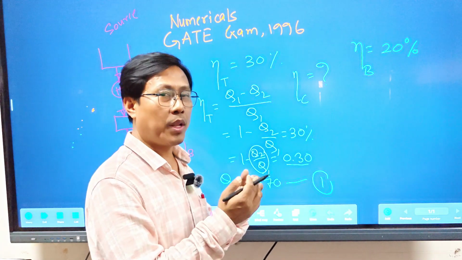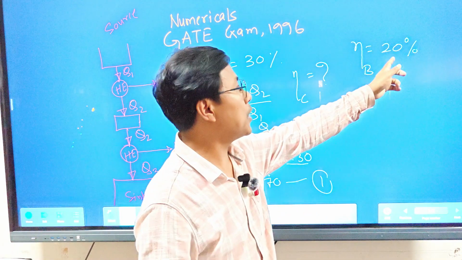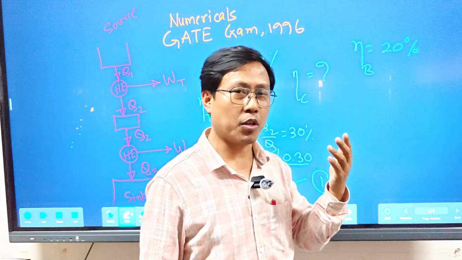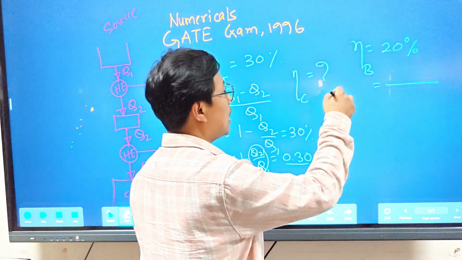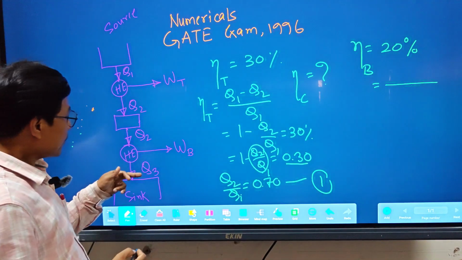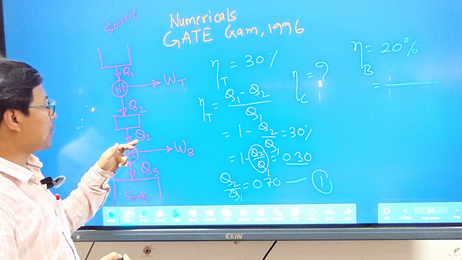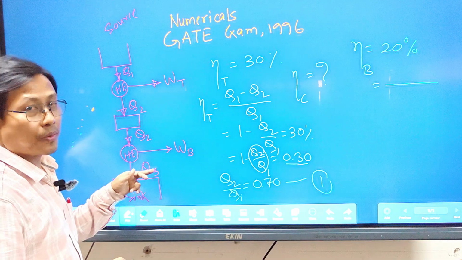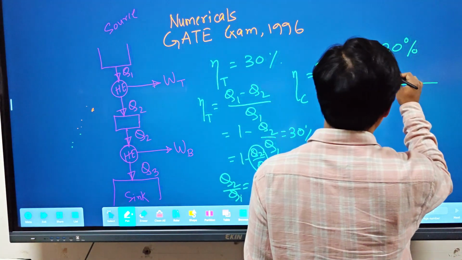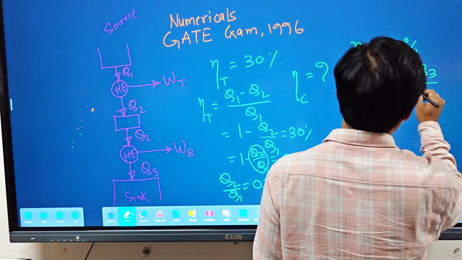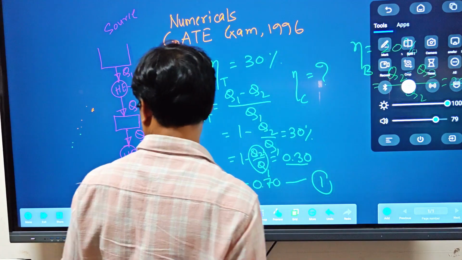In a similar way, we'll calculate for the second heat engine. Clear? For this second heat cycle, the efficiency is given as 20%. As per the expression of efficiency of any heat engine, for the second one the efficiency will become Q2 minus Q3 by Q2. Considering this second heat engine, heat addition equals Q2 and heat rejected equals Q3. So the efficiency becomes Q2 minus Q3 divided by Q2, and this is equal to 20% as given in the problem.